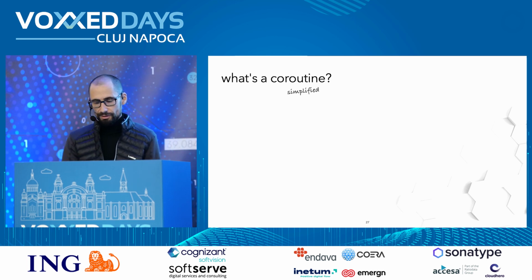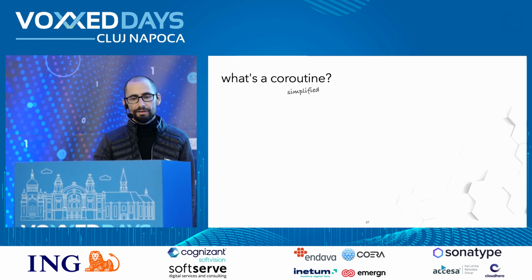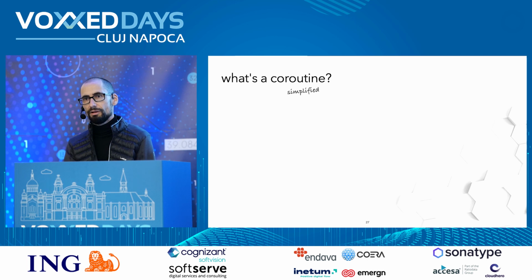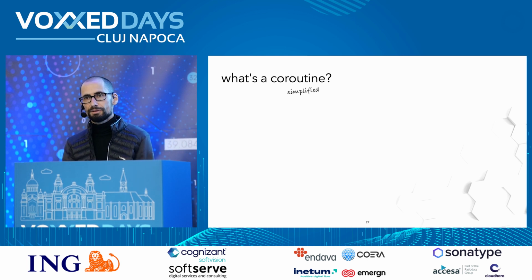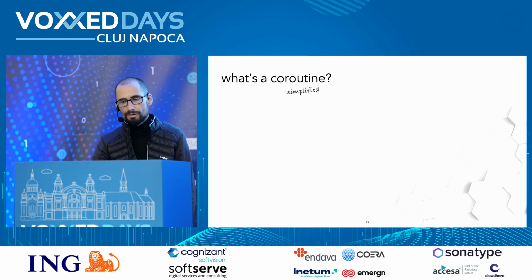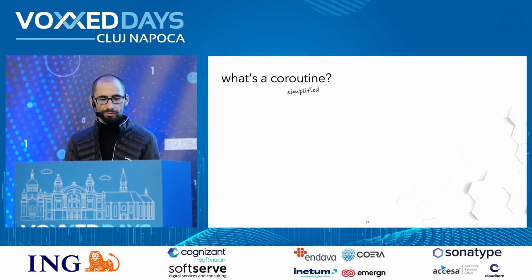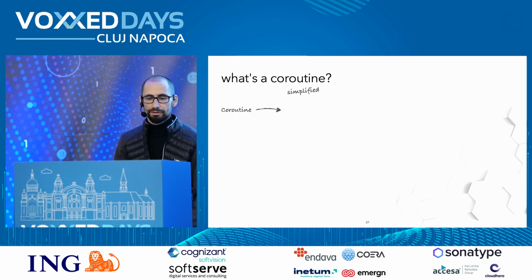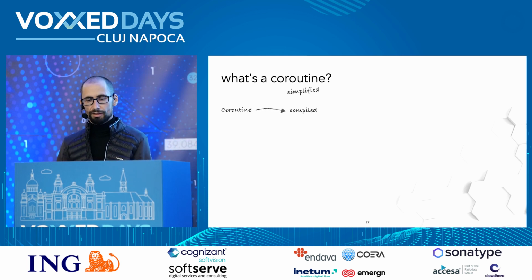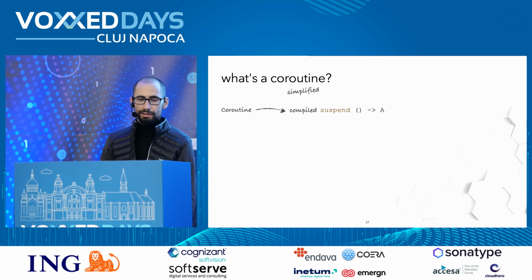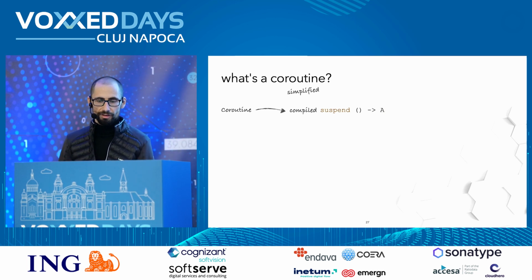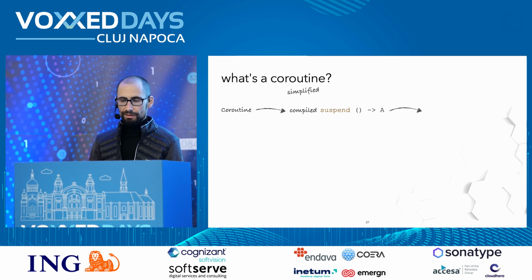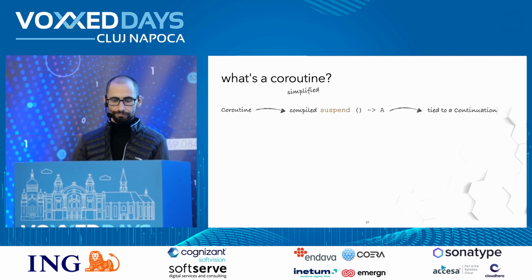But what's a coroutine? Bear in mind that this is a very simplified definition, because it's a very complicated subject that takes a lot of time. So this is going to be just a brief explanation of what a coroutine and a continuation is. Basically, a coroutine is a suspendable function, a compiled suspendable function, but that is tied to a continuation.